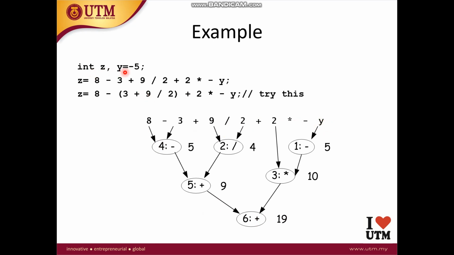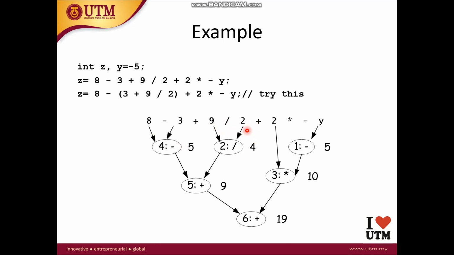So y, it says y equals minus 5. So y is minus 5. Minus multiplied by minus 5, that means it's going to be 5. And then the second, it comes back from the left to right. We've got division and multiplication, but division occurred first. 9 divided by 2 is 4.